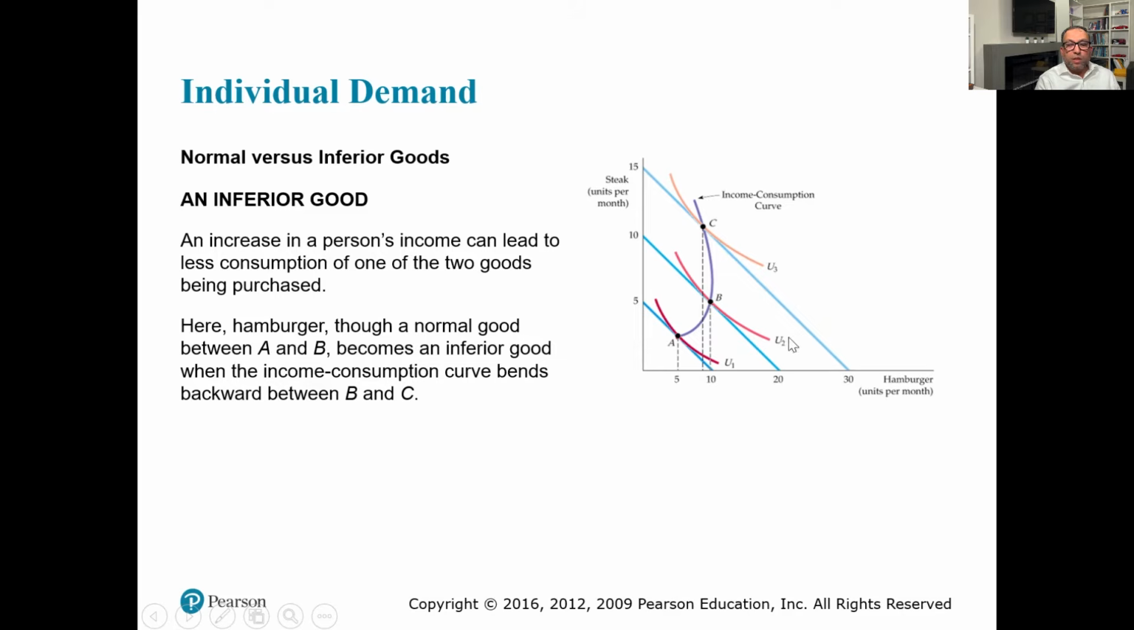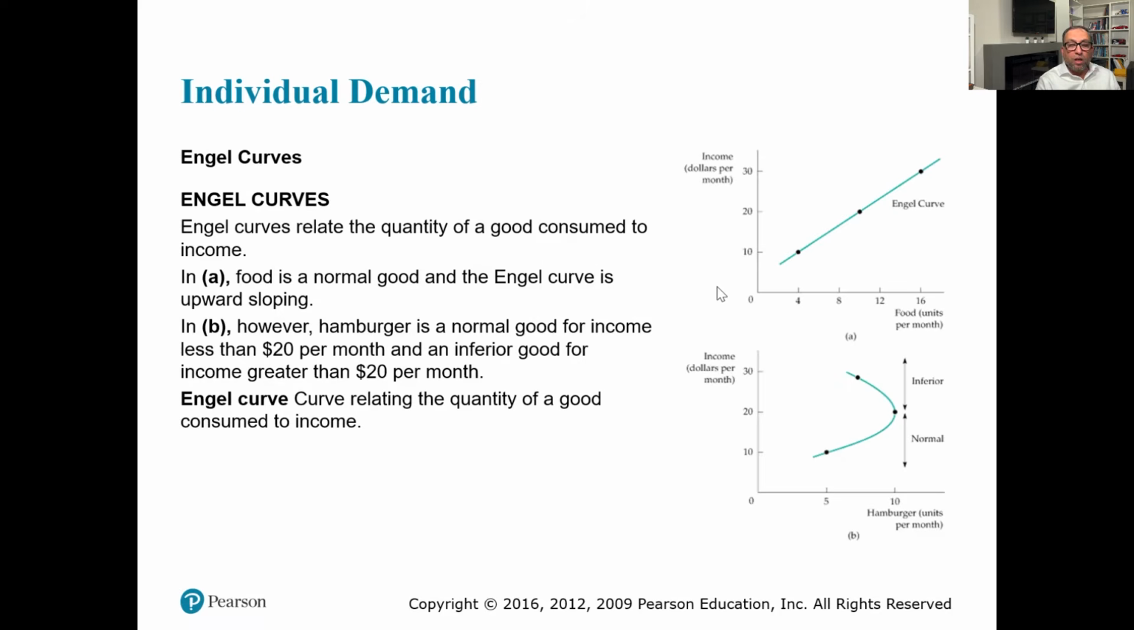So it means that this product is normal between A and B. Like a hamburger, when the income increases from 10 to 20, hamburger is a normal good, but when the income increases from 20 to 30, then hamburger becomes an inferior good. So that's how things work.